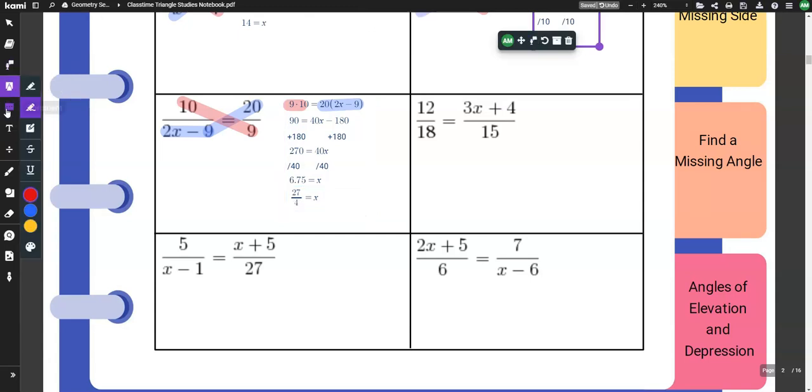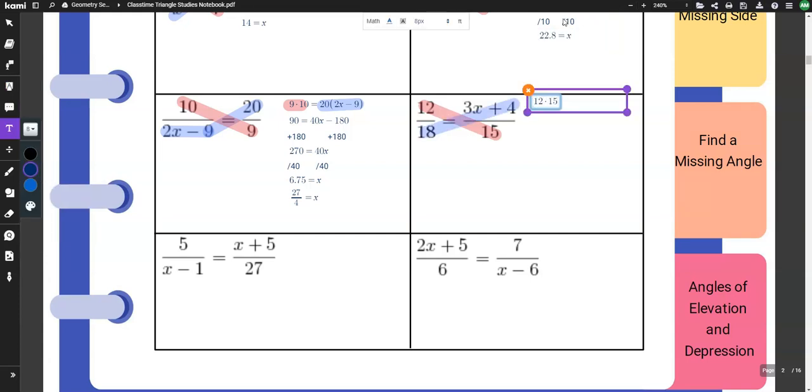We have 12 over 18 is equal to 3x plus 4 over 15. So 12 times 15 is equal to 18 times 3x plus 4. Again, it doesn't matter which side you put it on. You could switch sides. I could put the blue on the left and the red on the right. It doesn't matter. This is my blue statement. This is my red statement.